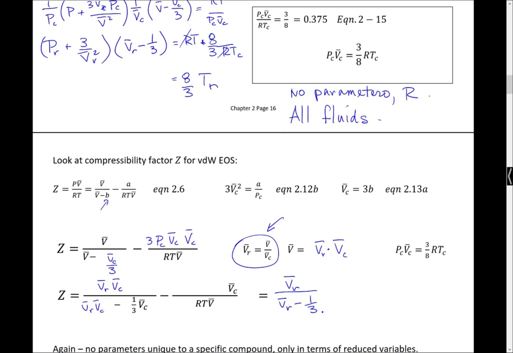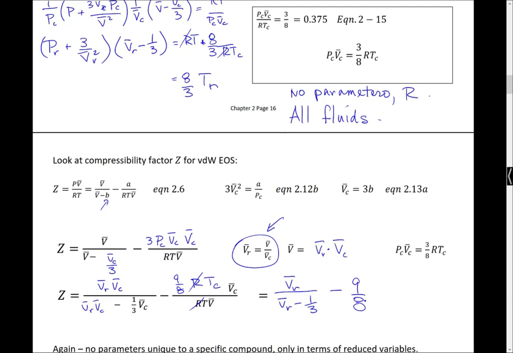All right. So the next term we want to look at, I'm going to plug in for the pressure times the molar volume, 3/8 RTc. And I already have a 3 there, so that's going to become 9/8 RTc. What happens to R? It cancels, right? And so that second term is going to become minus 9/8.